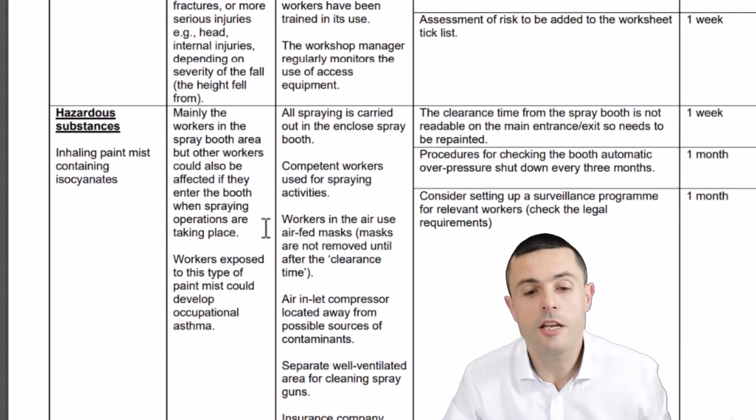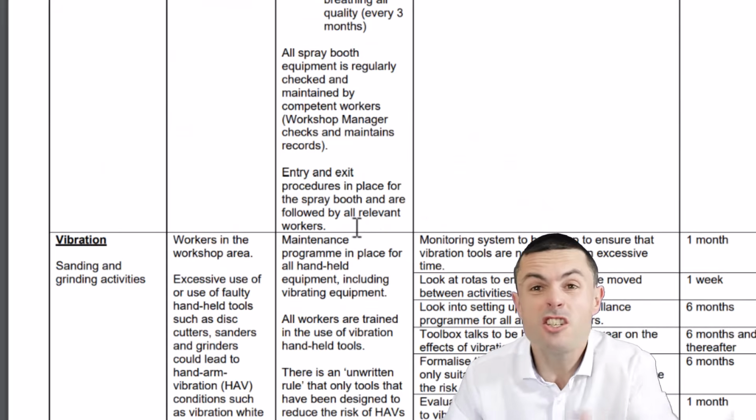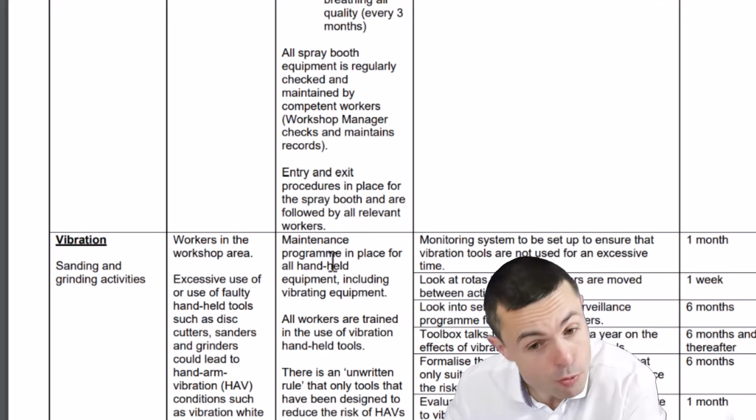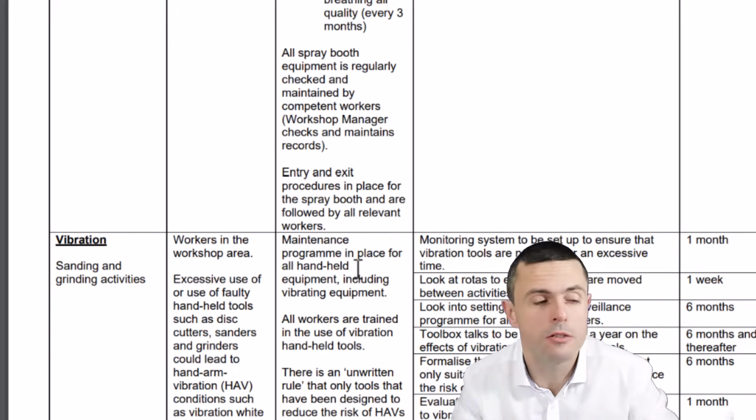Here, it doesn't just say respiratory protection. It says air-fed masks. It doesn't just say maintenance. It says maintenance program in place for all handheld equipment. The control isn't just, do maintenance. It's like, no, let's create a program where we decide what needs to be maintained, how often it needs to be maintained, and what that maintenance actually is. Do we tighten a screw? Do we change a belt? Do we lubricate it? It's about being specific.